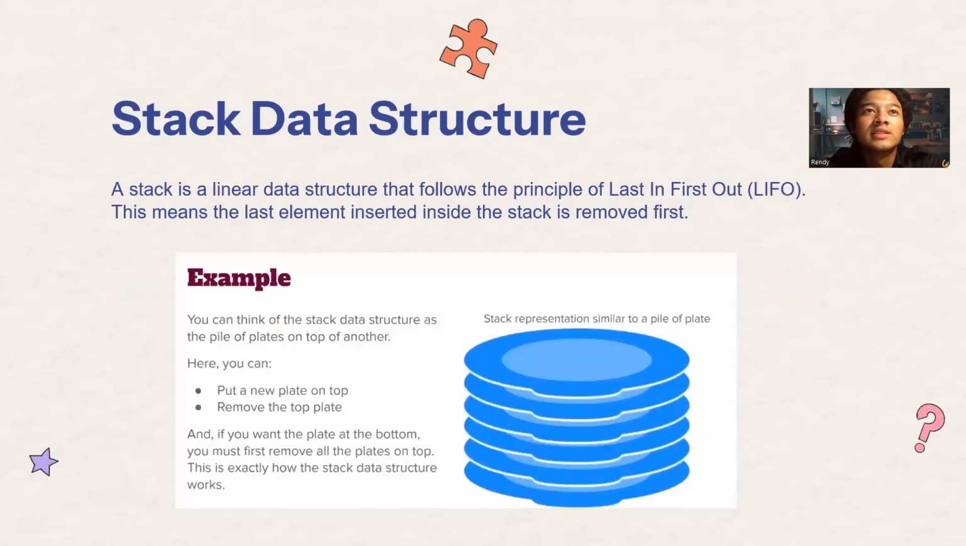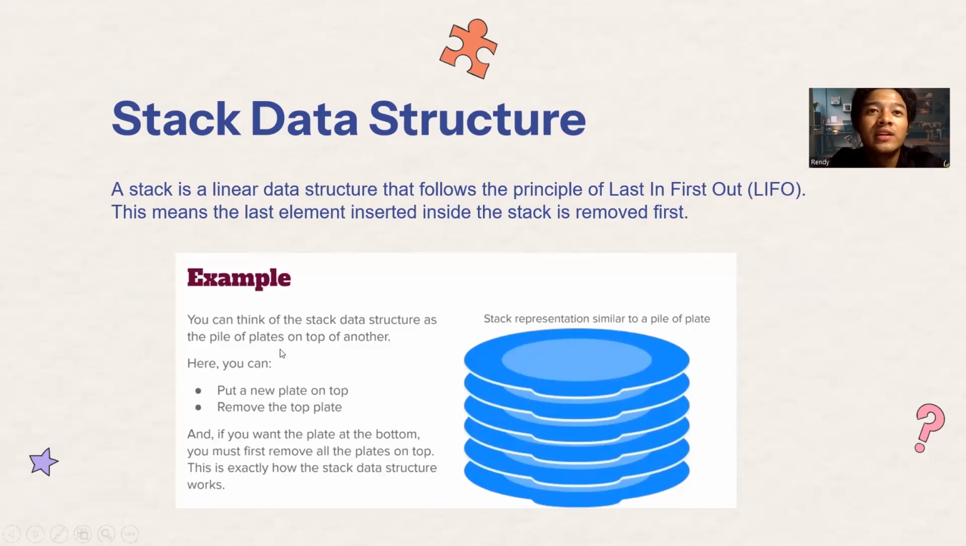So the second is stack data structure. A stack is a linear data structure that follows the principle of last in first out. In the previous one, queue is first in first out, but here stack data structure is last in first out. This means the last element inserted inside the stack will be removed first.